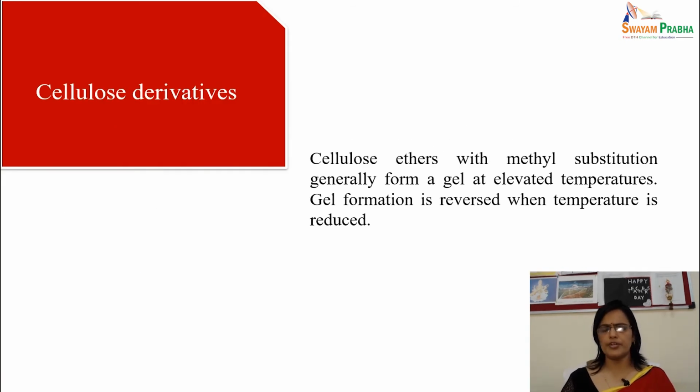Moving to cellulose derivatives, the most commonly used rheological additives. Cellulose derivatives are used as additives in general, also for binding purposes, and as a polymer they have an important role to play. They are most widely used, from starting material in manufacturing up to modified natural polymer. Cellulose ethers with methyl substitution generally form a gel at elevated temperature. Gel formation is reversed when the temperature is reduced.